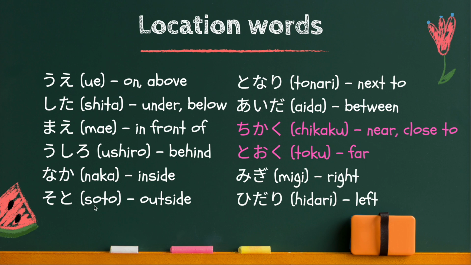So let's review everything. On, above, 上. Under, 下. In front of, 前. Behind, 後ろ. Inside, 中. Outside, 外. Next to, 隣. Between, 間. Near, 近く. Far, 遠く. Right, 右. Left, 左.